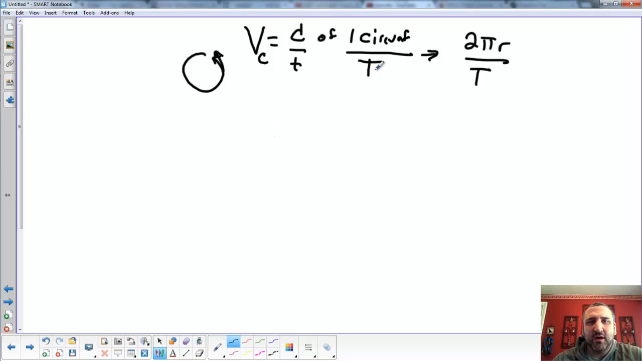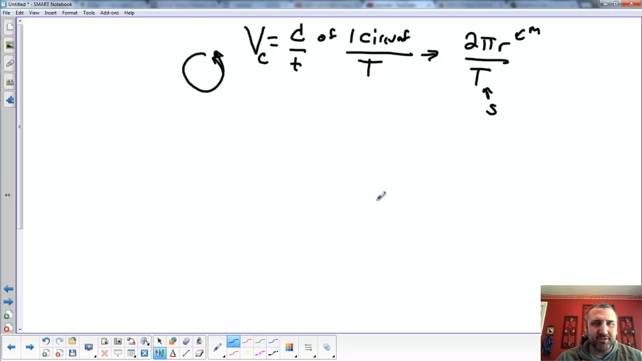We need to remember that the radius is always in meters, and the period is always in seconds. If we give you something in a frequency, or if we give you cycles in seconds, you're going to need to do some conversions to get things into the period.